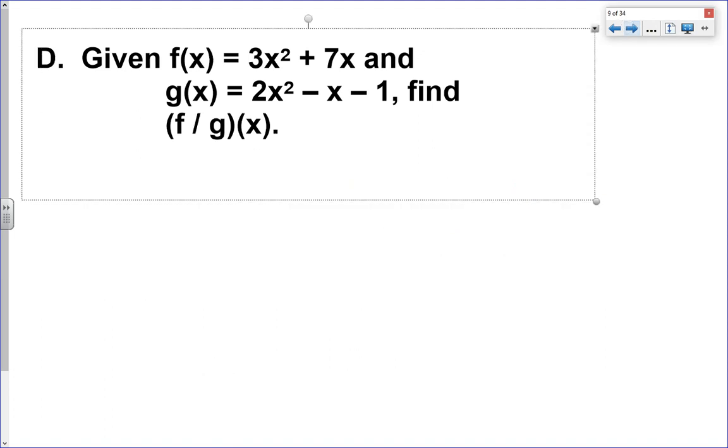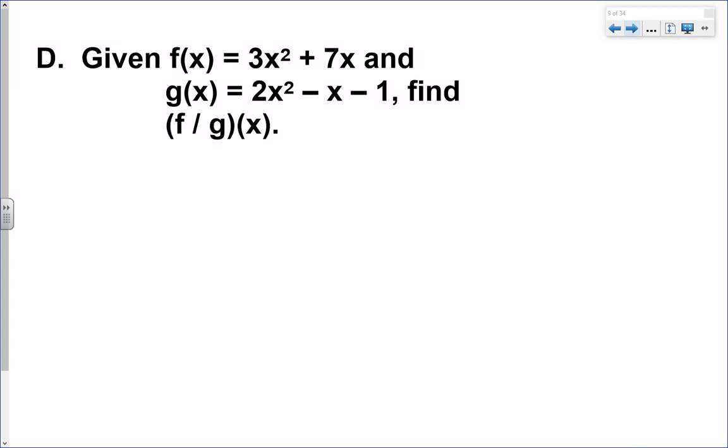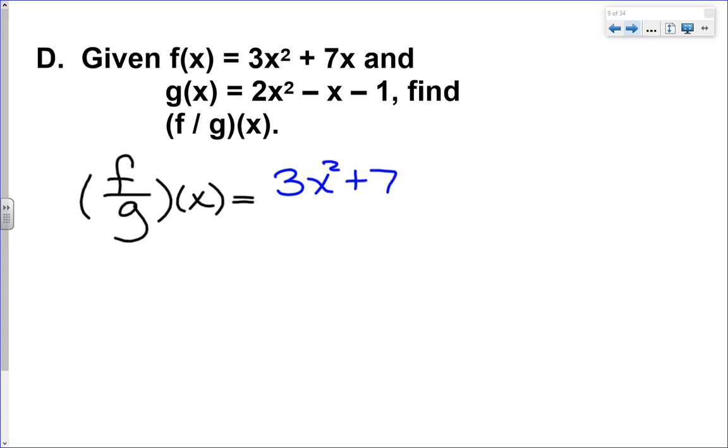Now we have the last one here. Same exact set of things. This is now division though. So we want f divided by g evaluated at x. So if I want f divided by g, I'm going to put f on top. So 3x squared plus 7x over 2x squared minus x minus 1.